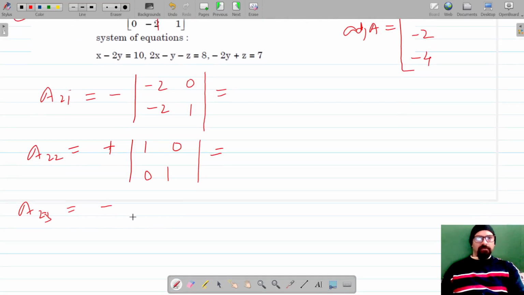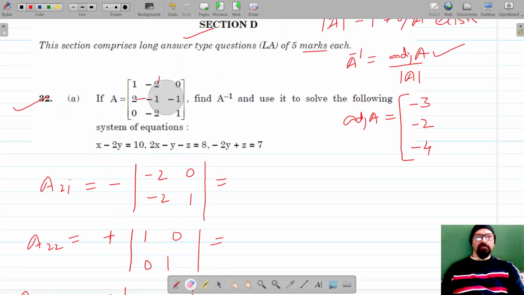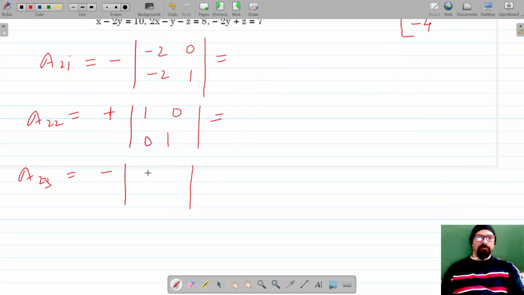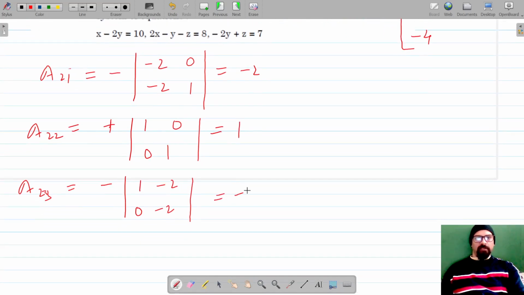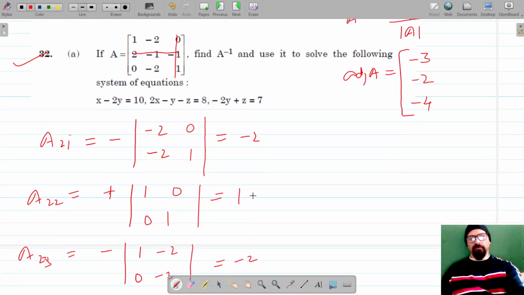Now the third one: remove the second row and the third column. So we have 1, negative 2, 0, negative 2. Negative 2 into 1 is negative 2. 1 into 1 is 1. And for the last one, we have negative 2. So the cofactors of the second row are negative 2, 1, and negative 2.